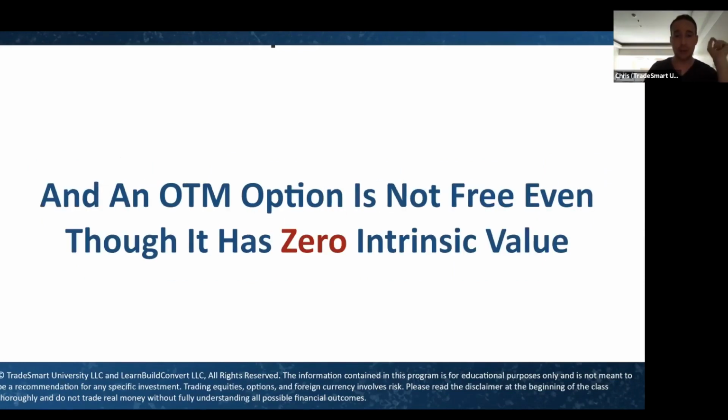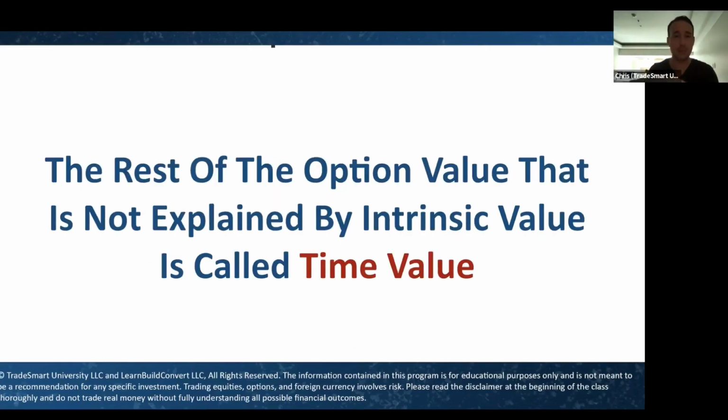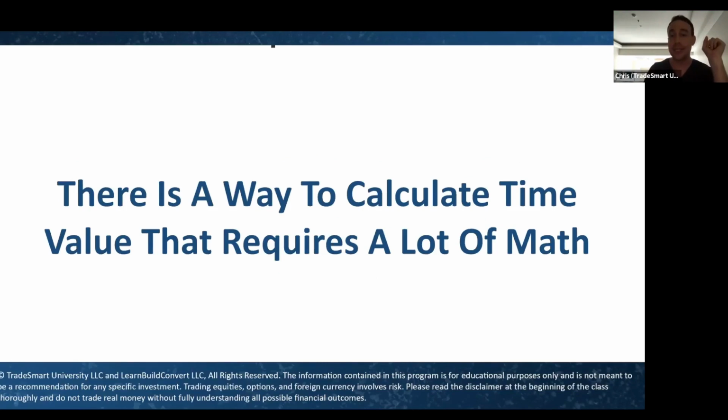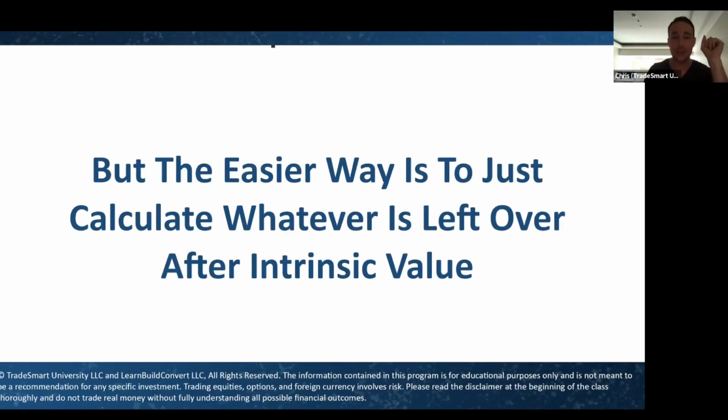And an out of the money option isn't free, even though we talked about it having 0 intrinsic value. So the rest of the option value that's not explained by intrinsic value is called time value. Okay, so that's the two major chunks we have. Now, there is a way to calculate time value that requires a lot of math, but the easier way is to just calculate whatever's left over after intrinsic value. So this gets a little harder when you're projecting into the future, but luckily we have computers that do that for us, so we don't really have to do this at all. Makes our lives much easier.